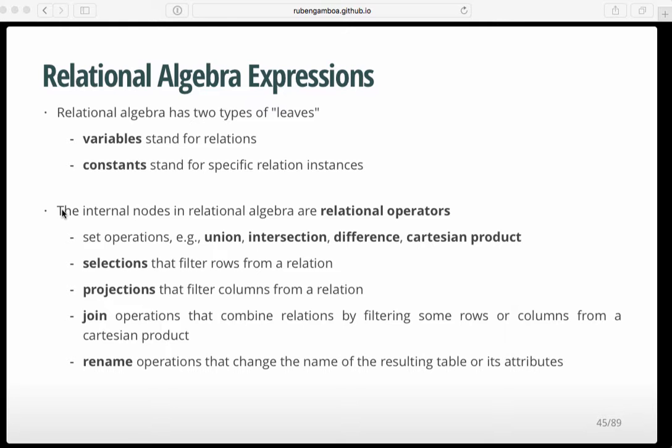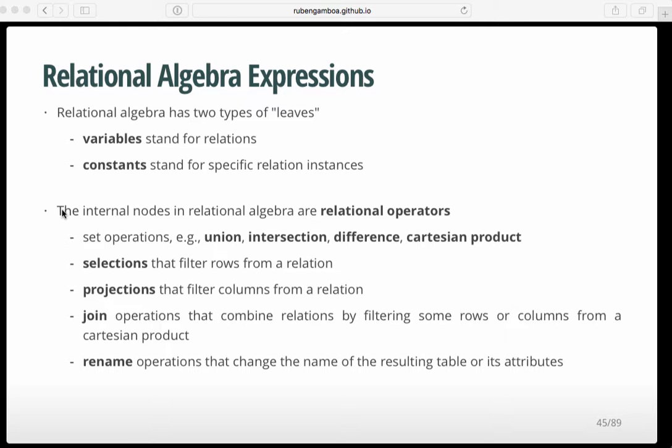So the first kind of relational operators are just set operators. Remember, relations are sets of tuples. So it makes sense, since they're sets, that I can do things like unions and intersections, set difference, and even the Cartesian product. Okay, those are all kind of reasonable things to do with sets. The rest of these are more databasey.